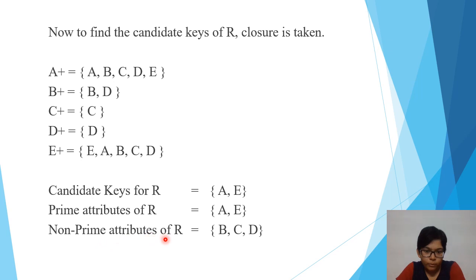Non-prime attributes of R are those attributes which do not take part in the formation of a candidate key. So B, C, and D do not take part. We can see that if we subtract the set of prime attributes from the set of all attributes, A, B, C, D, and E, which are five attributes, then we will get the set of non-prime attributes in this case.